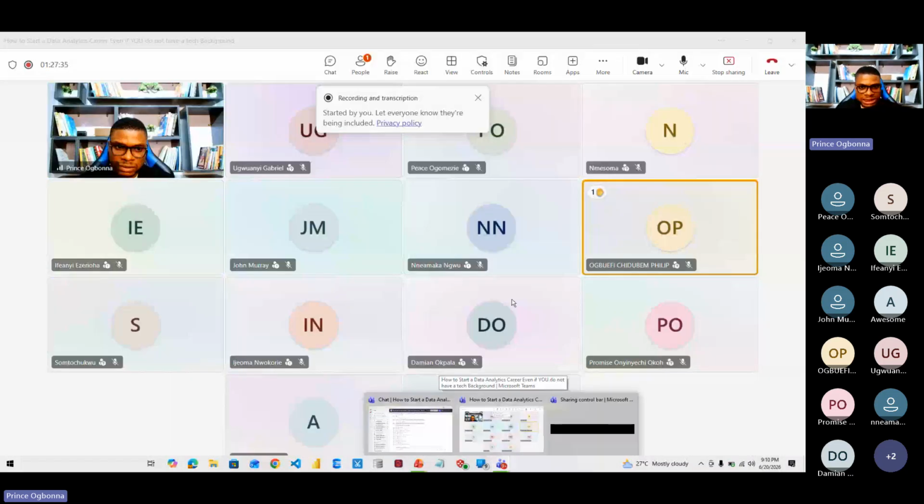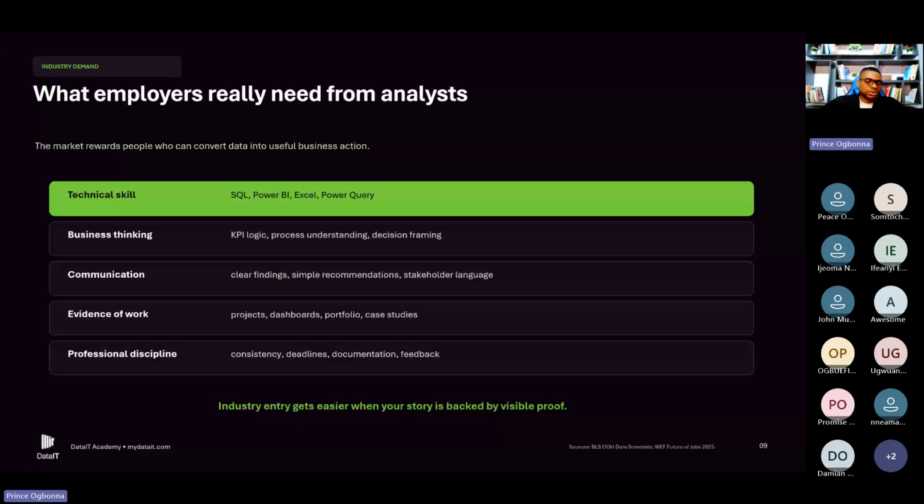Okay, what employers really need from analysts, right? You need technical skills: SQL, Power BI, Excel, Power Query, and all that. They need business thinking, in the sense that you understand business contexts and the applications of that technical skill in that business context. Then communication. These two areas, business thinking and communication, is where, if you're coming from a non-technical background, you have a very big advantage, because people coming from non-tech tend to be more vocal. You are an extrovert. You can express yourself more freely than somebody who is just technical.